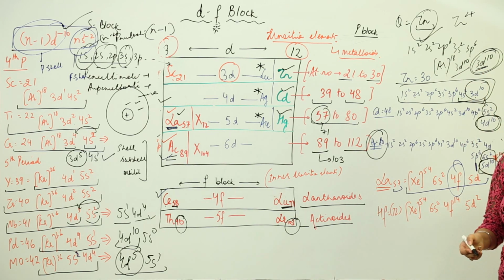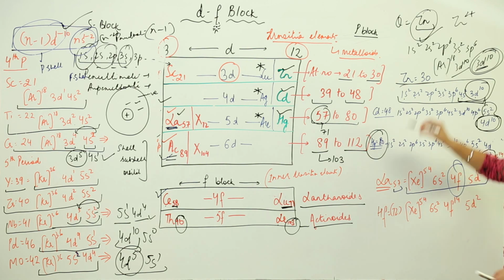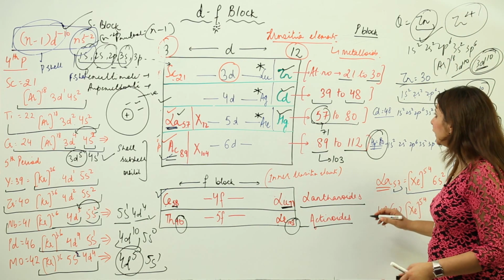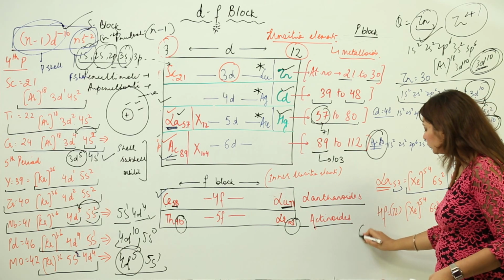So that means it is not having an incomplete d orbital in ground state, or if we talk about any other oxidation state, and that is the reason that it is not considered as a d block element. Similarly, we will take an example for copper also.